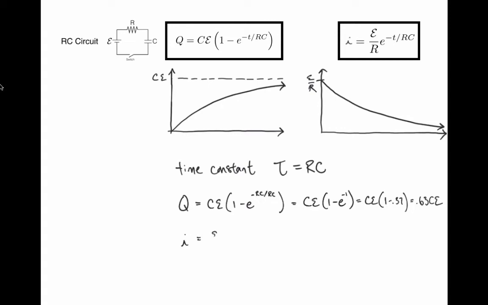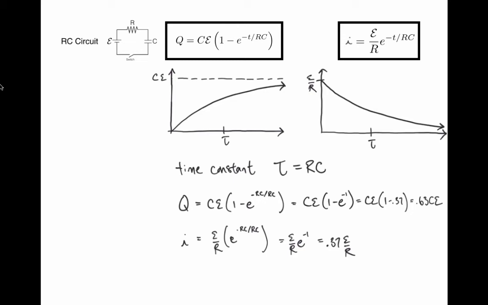I is equal to E over R times e to the minus RC over RC, but that's E over R times e to the minus 1, and that's 0.37 E over R. And remember that the initial current was E over R, so at one time constant, the current has decayed to 37% of the original current. I'll label tau on the plots.